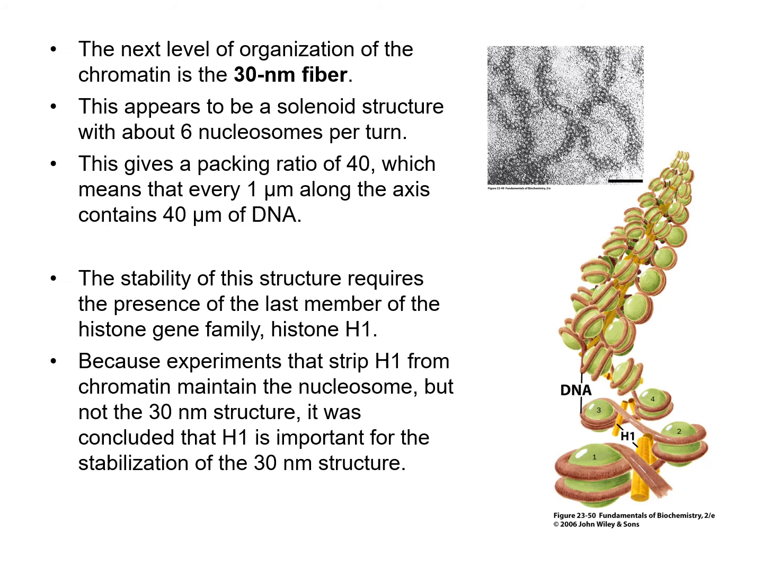The stability of this structure requires the presence of the last member of the histone gene family, which is H1, which we have never talked about yet. It is located here between the linker and the nucleosome to stabilize this structure. In an experiment to strip the H1 from the chromatin, it did not affect the nucleosome structure at all, but only affected the 30 nanometer structure, which means that H1 is important for the stabilization of the 30 nanometer structure.